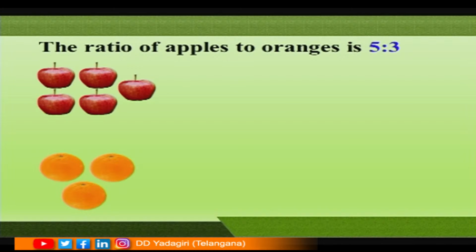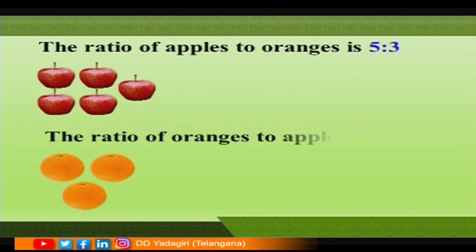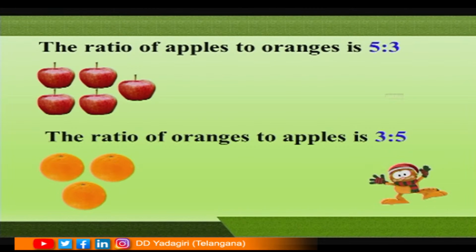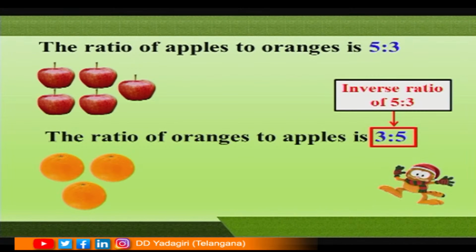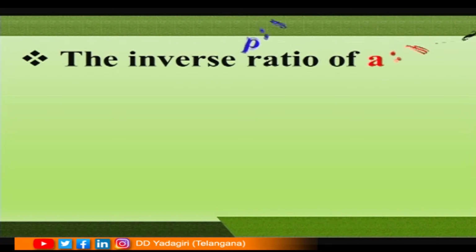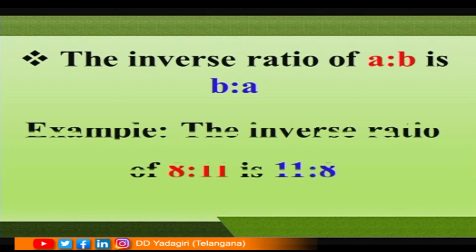Now, children, what is the ratio of oranges to apples? That is right, it is 3:5. But children, this 3:5 is called the inverse ratio of 5:3. That is, the inverse ratio of A is to B is written as B is to A. For example, the inverse ratio of 8:11 is 11:8. Children, notice that here the antecedent is changed to consequent and consequent is changed to antecedent. That is how we find the inverse ratio.